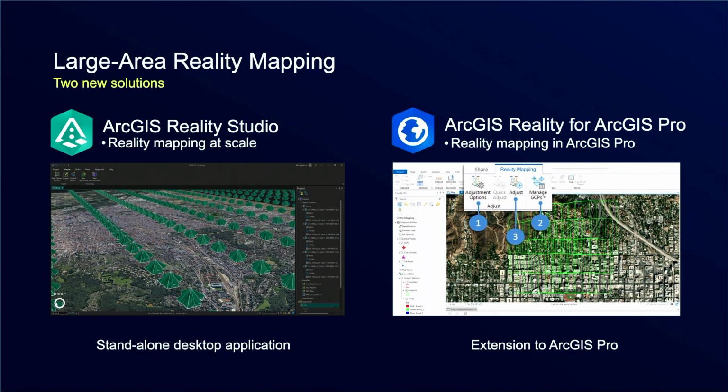So we have two new tools out there to actually create those nice kinds of meshes and other products. One is the ArcGIS Reality Studio, which is really a standalone product for reality mapping at scale, large scale. And then we have the extension for ArcGIS Pro, right? I wouldn't say for everyday use, but it's easier to interact with and do some mesh creation inside of Pro.